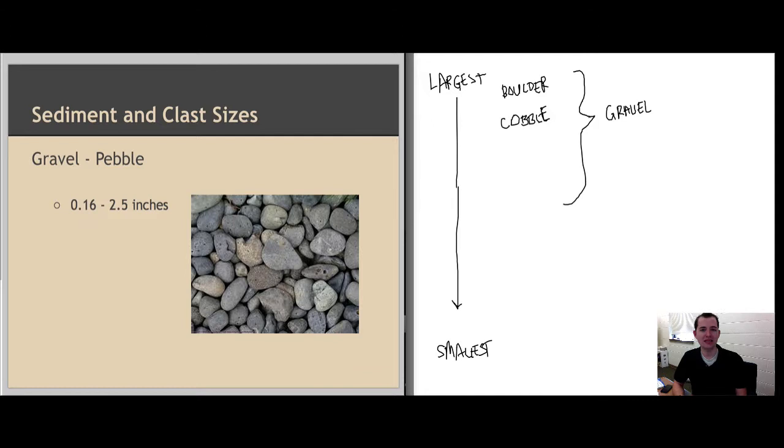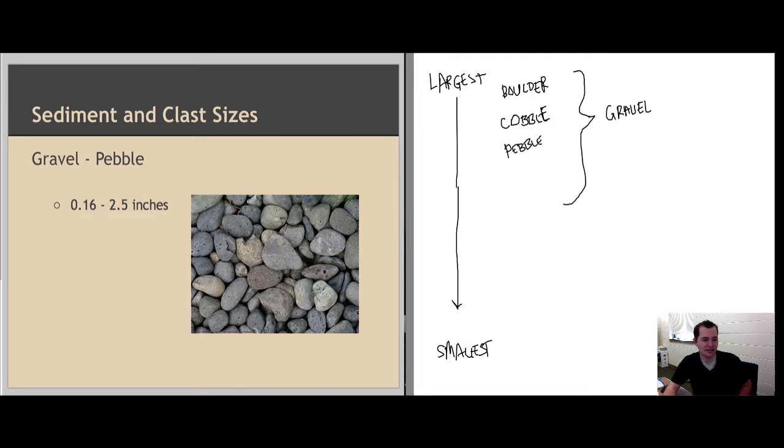All right, our next one that we're looking at is a pebble. And our pebbles are going to be from that 0.16 inches, so less than an inch, all the way up to that 2.5 inches. So we're talking about the size of a bead out to about the size of, again, a tennis ball or golf ball.